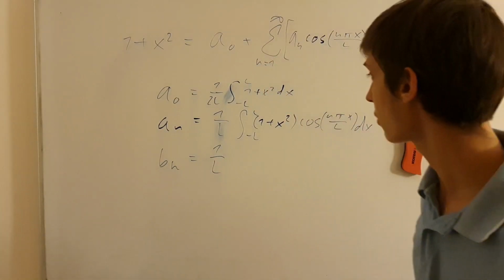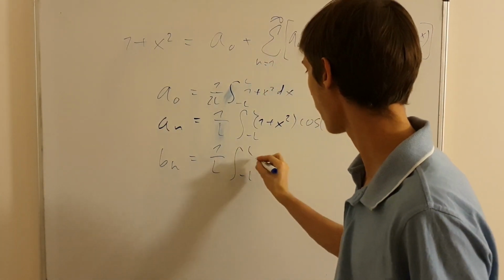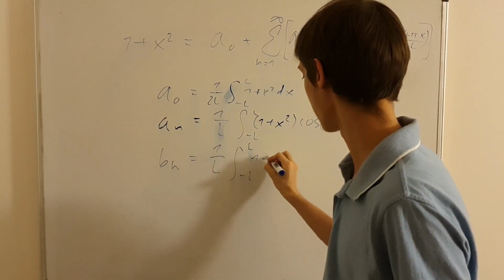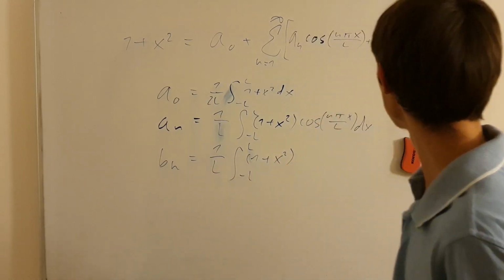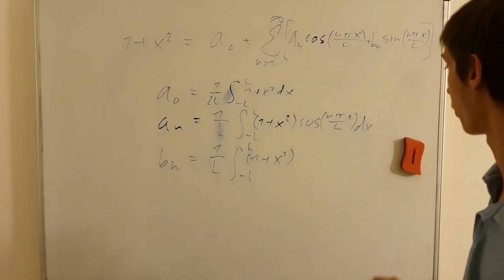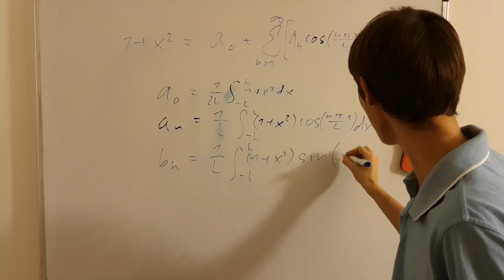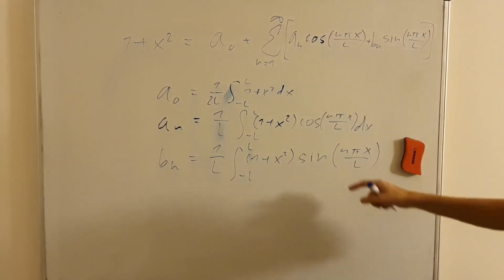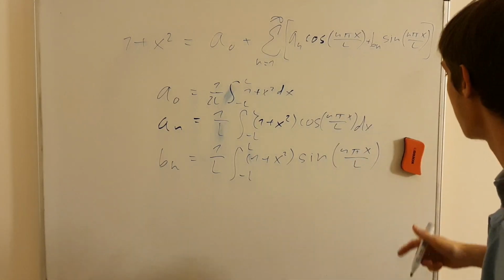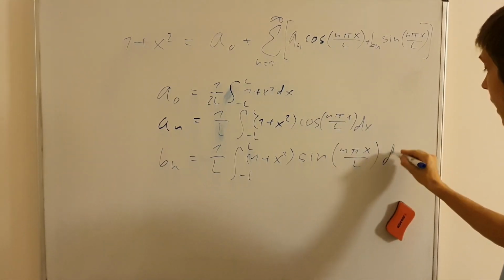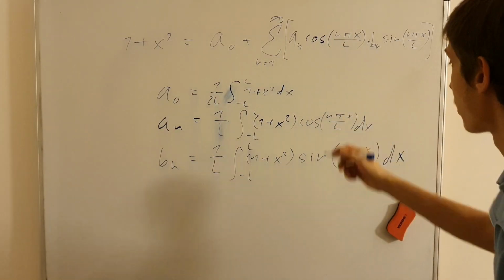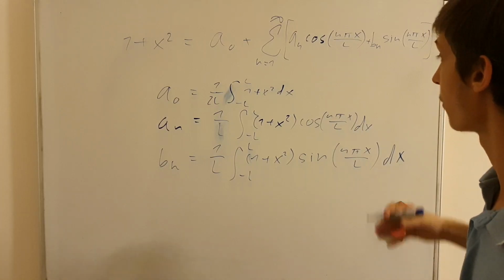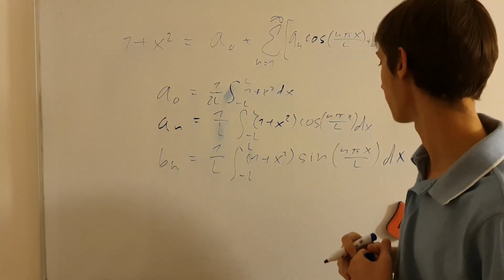And for b sub n, it is 1 over L, so the same 1 over L in front of the integral, again integral from minus L to L. Again, the function that is chosen, which in this case is 1 plus x squared, and it gets multiplied by the sine n pi x over L. So that's quite easy to remember that indeed for the bn, it is sine that multiplies the function inside the integral argument, and in the case of the an, it is the cosine n pi x over L that multiplies the function that we are taking the expansion of inside of this integral's argument.